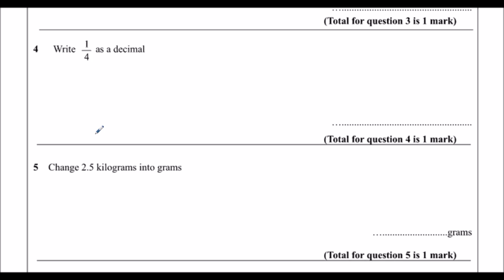Question 4. Write 1/4 as a decimal. So what is 1 divided by 4? 1 shared out between 4. So half of 1 is 0.5, and then half it again, which is 0.25.